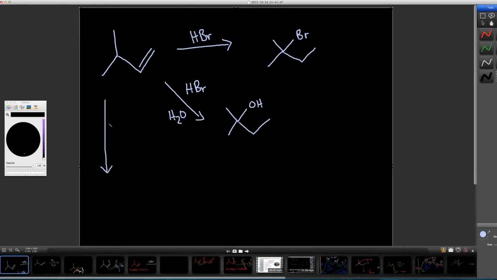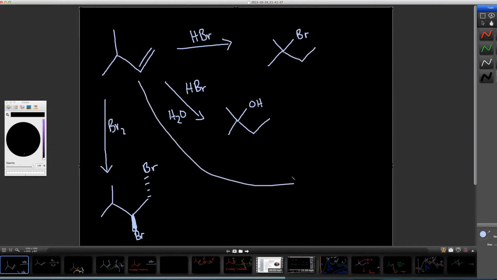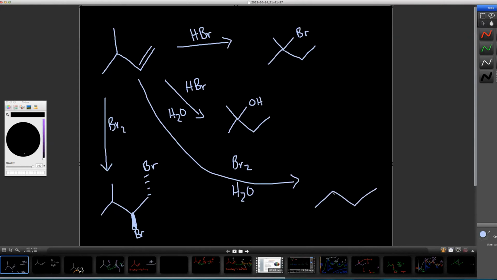If I react this with Br2, there is no rearrangement. And I will get an anti-addition of 2 atoms of Br across a double bond. And if I add Br2 and water, I get a bromohydrin, and it will be the OH that attaches to the more substituted carbon.